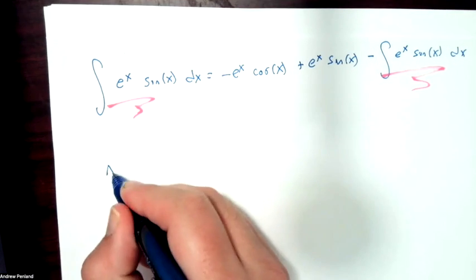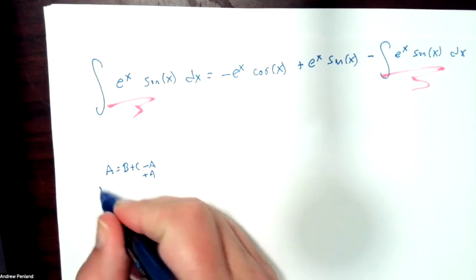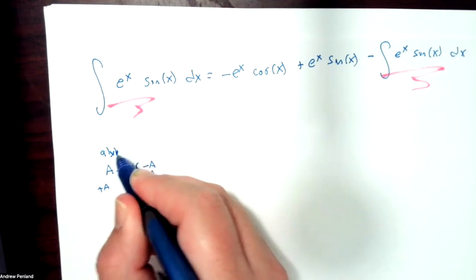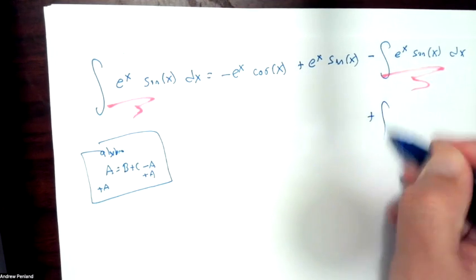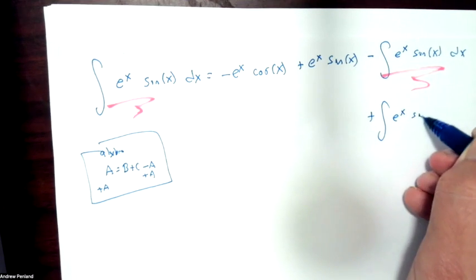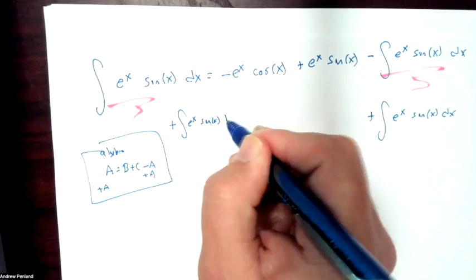It's like if I had a equals b plus c minus a. Just add a to both sides and solve for it. So this algebraic pattern works even if my unknown is a whole integral. I'm just going to add this integral to both sides. I think this trick is so slick, I'm so excited to get to share it with you.